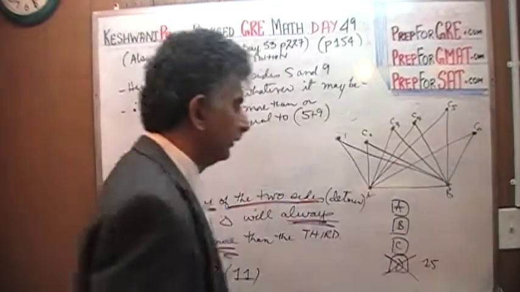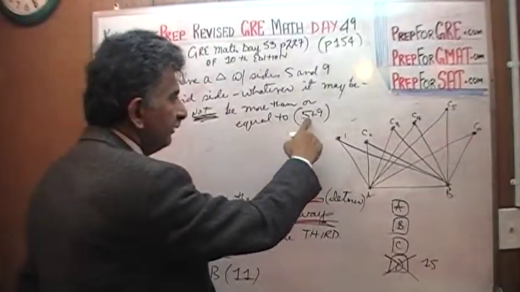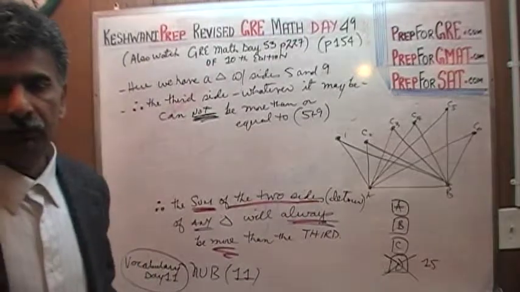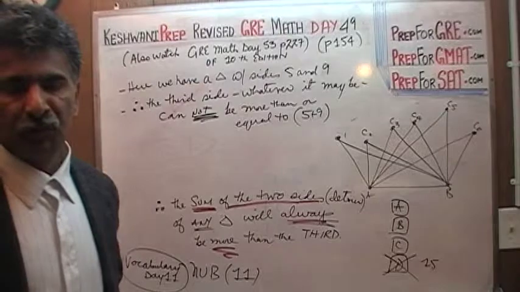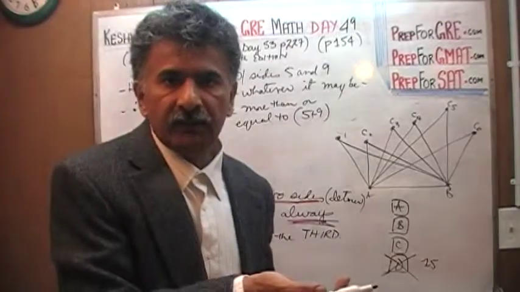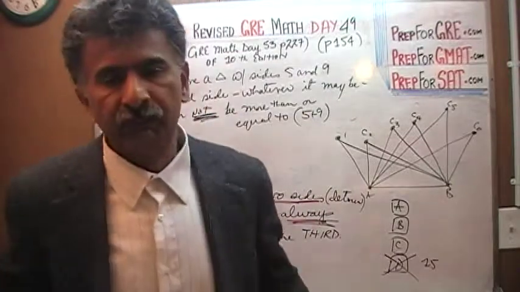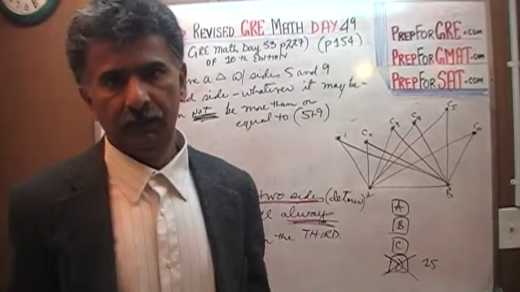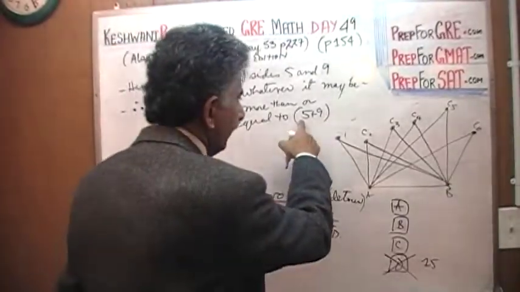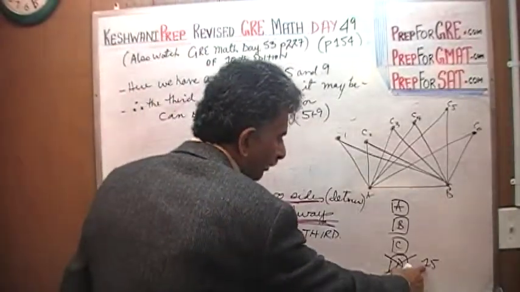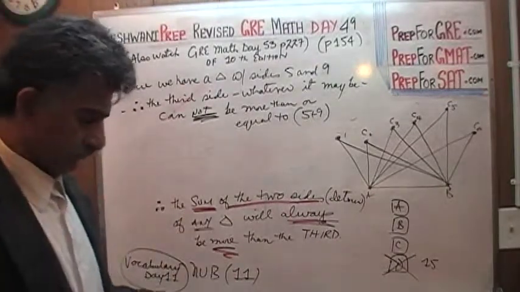D says 15. It is not possible. The third side of the triangle cannot be more than the sum of these two sides. The sum of these two sides is only 14. How can the third side be 15? If that were the case, you would be telling me that if you go directly from town A to town B, you're going to travel 15 miles, but if you take a detour, you're going to travel 14 miles. It's absurd. It's a triangle. The sum of the two sides, 5 and 9, has to be more than 15, which of course is not. Therefore, 15 is not possible.